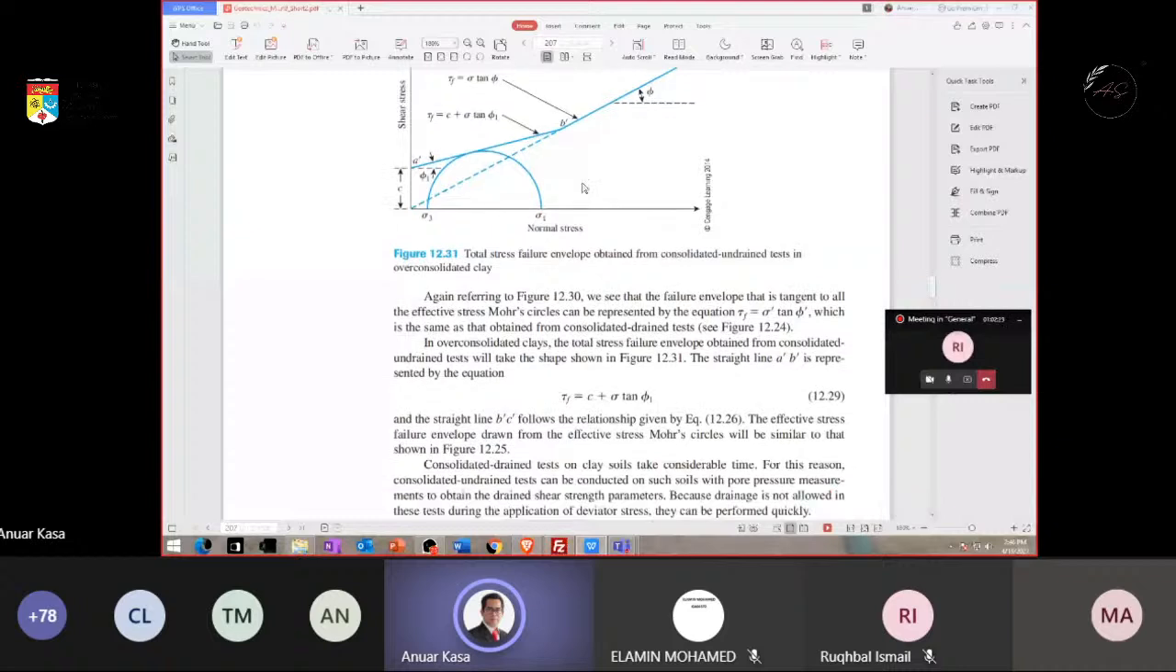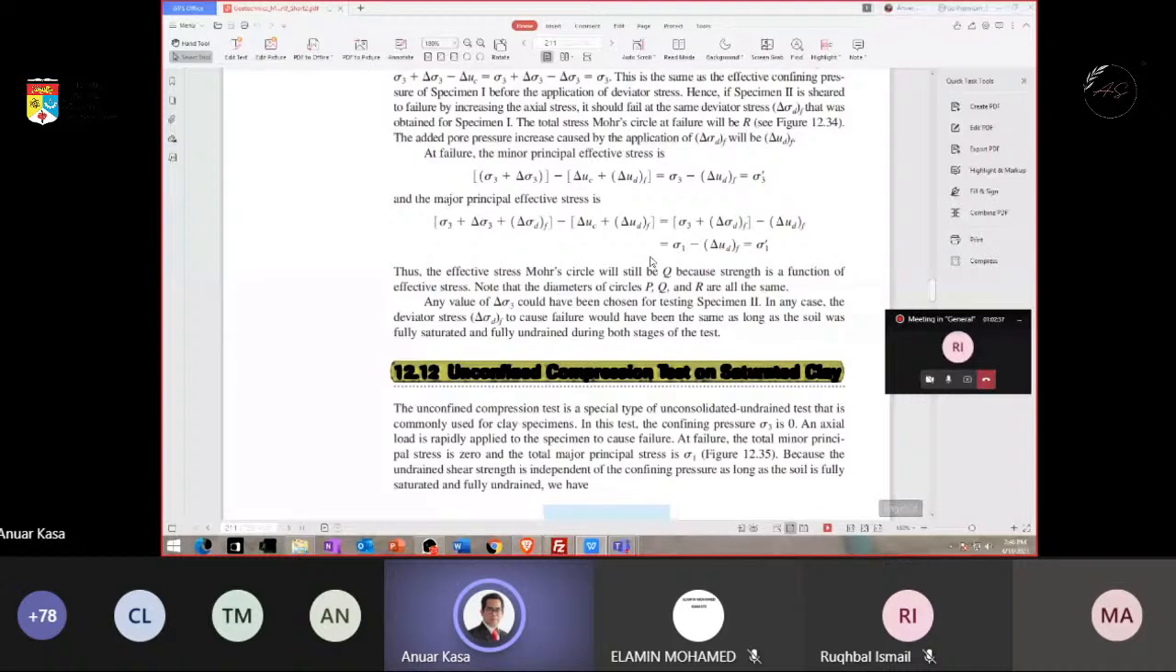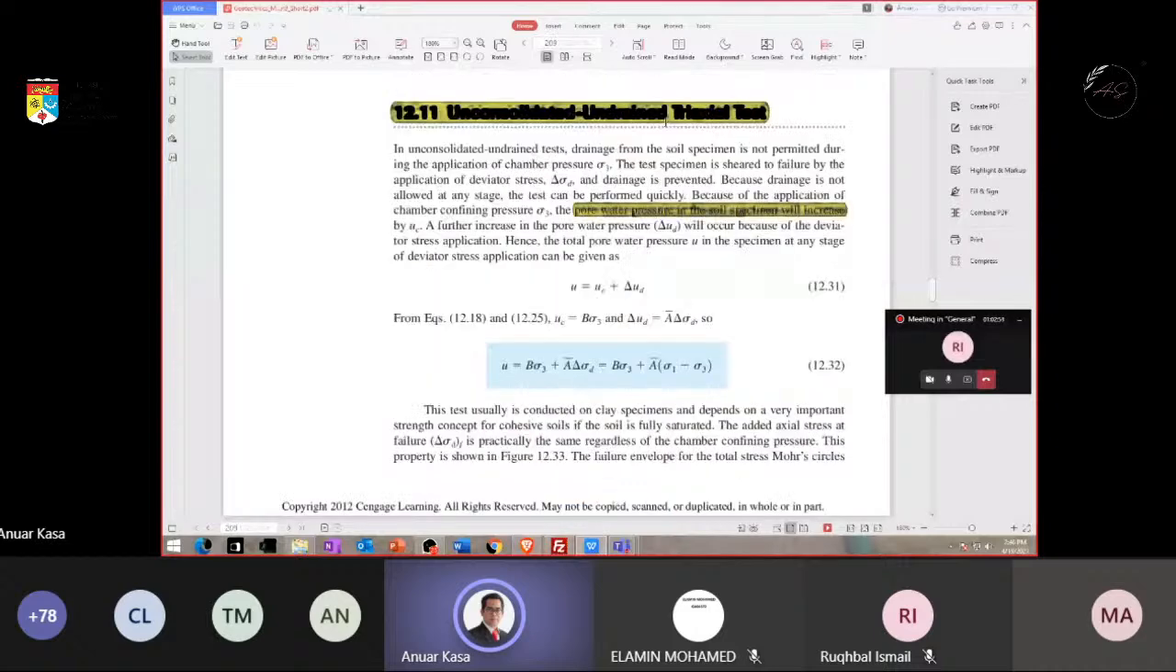Then we learn the UU triaxial test, and also the UC. This is UU. So we have CD, CU, and UU for triaxial. And then there is another test, the unconfined compression test.